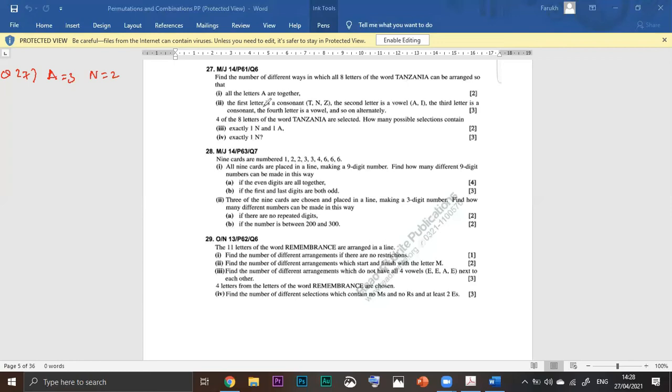Now, all the A's are together. We will draw 8 boxes. We will put the three A's together. 1, 2, 3, 4, 5, 6 factorial into 3 factorial divided by 3 factorial into 2 factorial. Josefa, any problem?